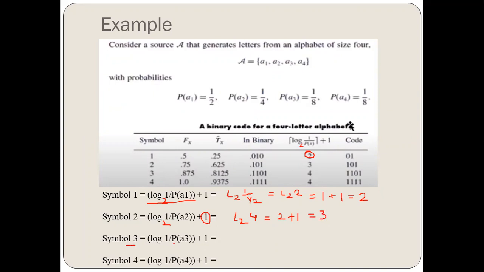In the same way, I find out for symbol 3. P(A3) is 1 by 8, so it will be log base 2 of 8. Log base 2 of 8 is 3, since 2 raised to the power 3 is 8. Then I add plus 1, so it is equal to 4. And in the same way, I'll get 4 for the fourth symbol, because P(A4) is also equal to 1 by 8. So you can see the lengths are 2, 3, 4 and 4.